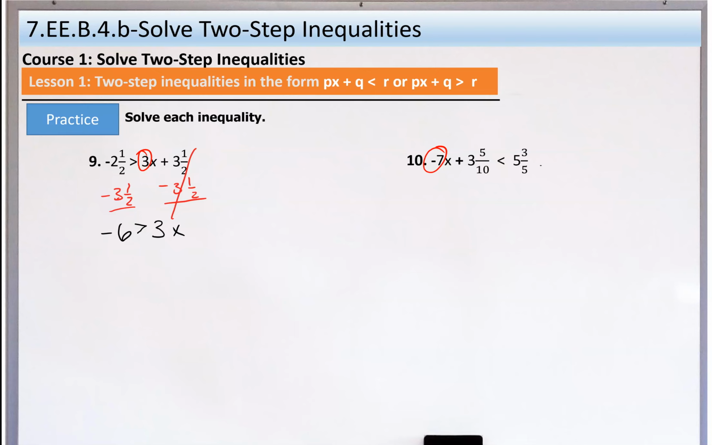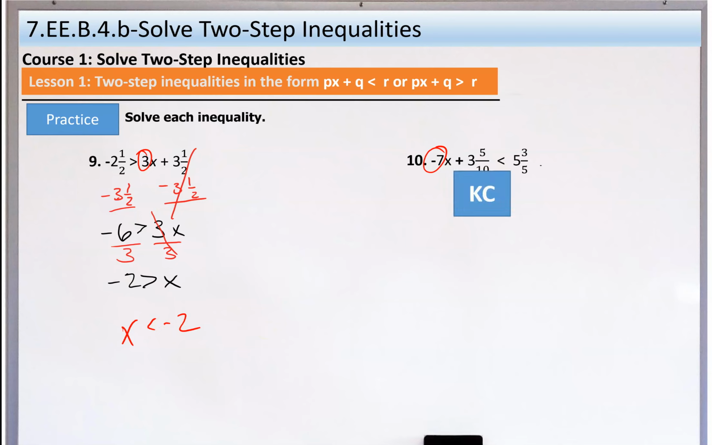Negative 6 is greater than 3 times some number x. Inverse operation is to divide both sides by 3. Again, a positive coefficient. I don't switch my inequality sign. So negative 2 is greater than x, or x is less than negative 2.